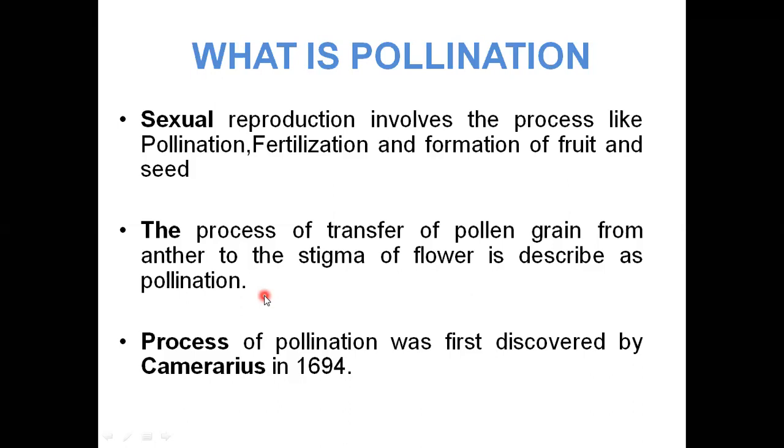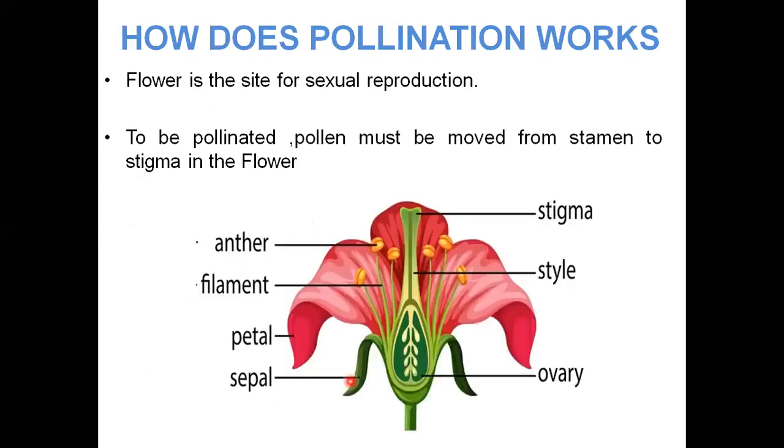Means the pollen grains are transferred from the anther of one flower to the stigma of another flower for pollination, and then fertilization will take place. The process of pollination was first discovered by Camerarius in 1694. Now, how does pollination work?